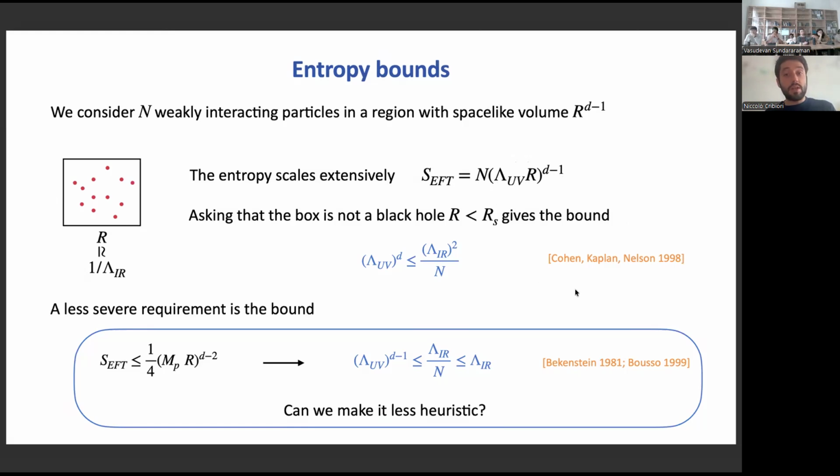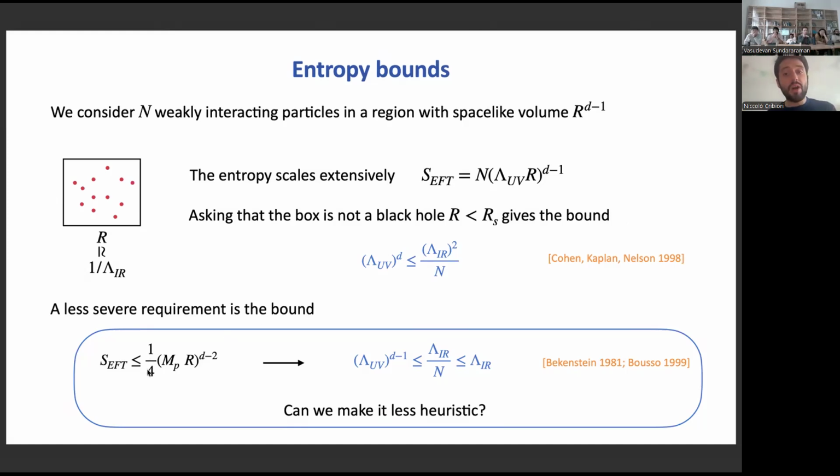Asking that the box is not a black hole gives a bound, which is famous, I think, in the literature, even if not so much in the string phenomenology literature, but this paper is highly cited. And this bound looks like this. Actually, this is a very severe bound, and we don't have a first principles derivation of this bound from string theory. But still, this is a very well-known bound in this part of the literature.